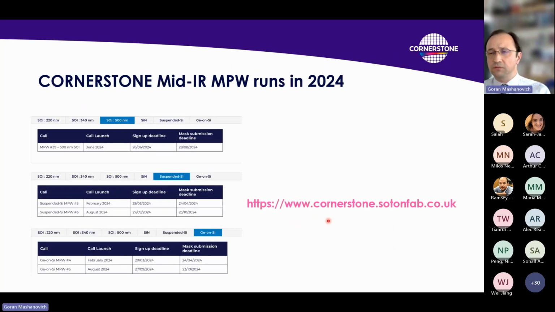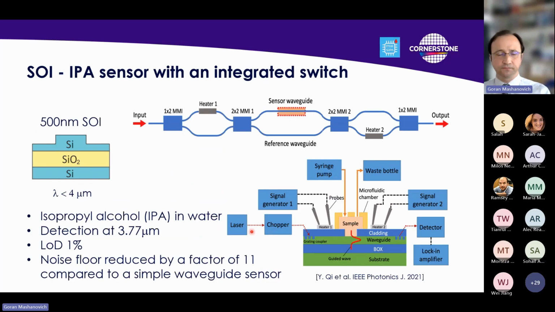If you visit the Cornerstone website, you can find out when next calls are for SOI, suspended silicon and germanium on silicon. So I'll just give you a couple of examples of how we can use the SOI mid-infrared platform, 500 nanometer SOI.